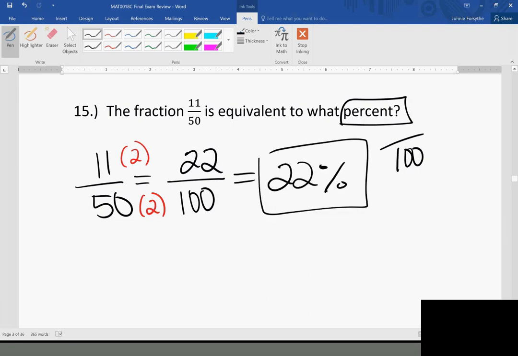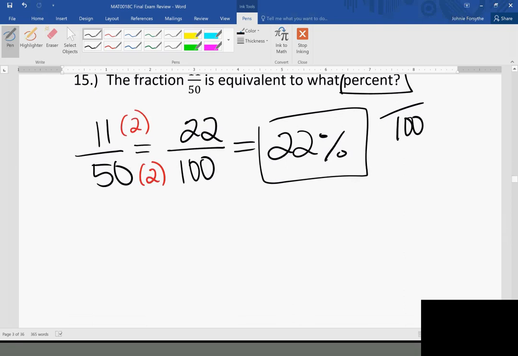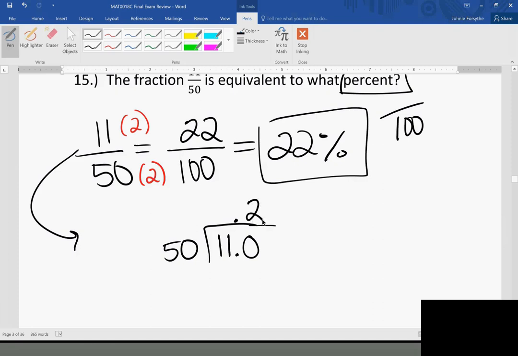The only other way you could do that would be to divide. So we have 11 over 50. That'll be 11 divided by 50. So in order to do that, this is a decimal, so I need to add a 0 in there so I can divide 50 into 110. So 50 divides into 110 2 times, because 2 times 50 is 100. Then if I subtract, I'll have 10.